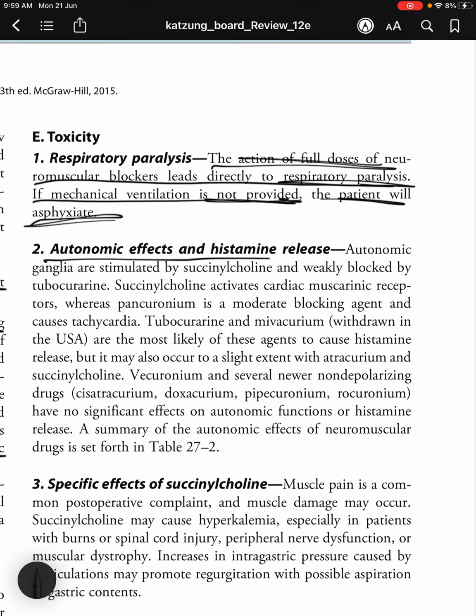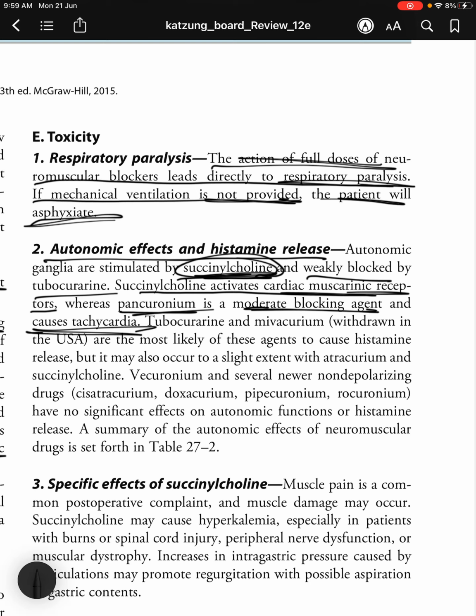Okay. So coming to the autonomic effects and histamine release, autonomic ganglia are stimulated by succinylcholine and weakly blocked by tubocurarine. Succinylcholine activates cardiac muscarinic receptors, whereas pancuronium is a moderate blocking agent and causes tachycardia. So tubocurarine and mivacurium are the most likely of these agents to cause histamine release, but it may also occur to a slight extent with atracurium and succinylcholine.